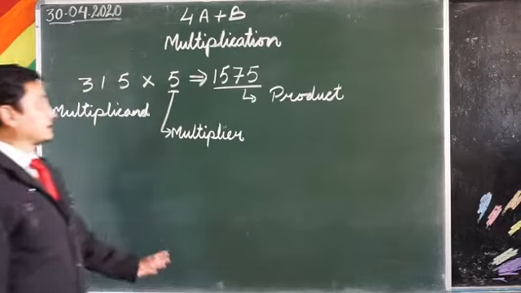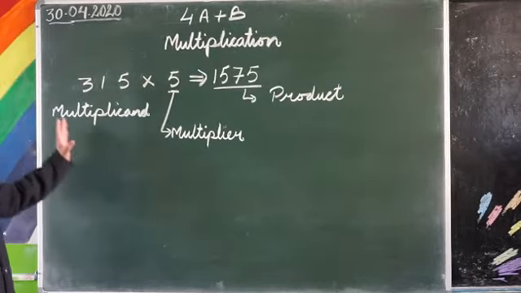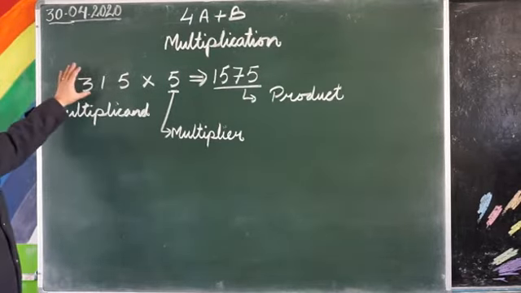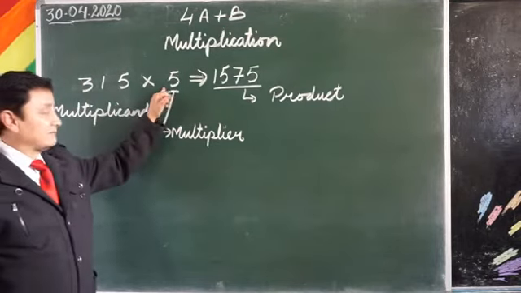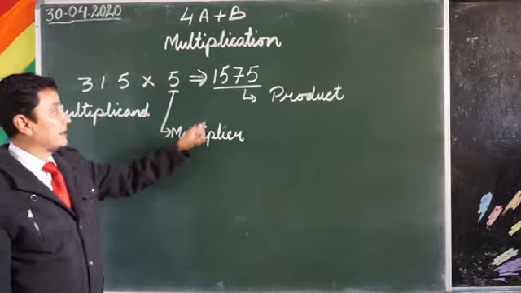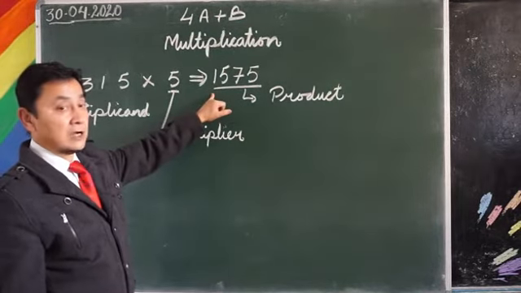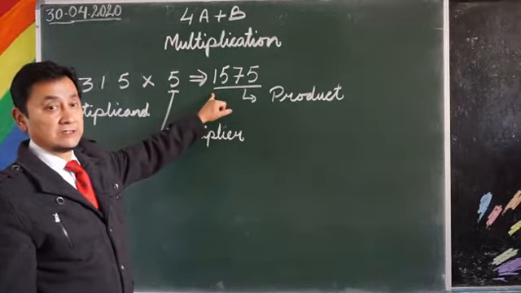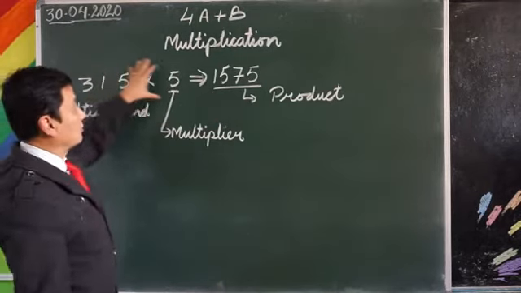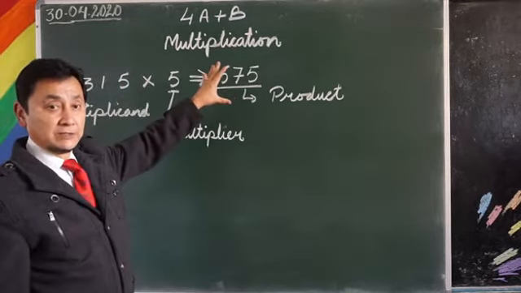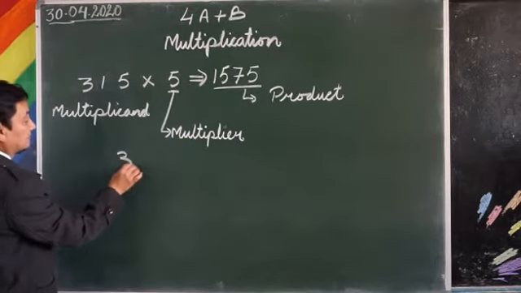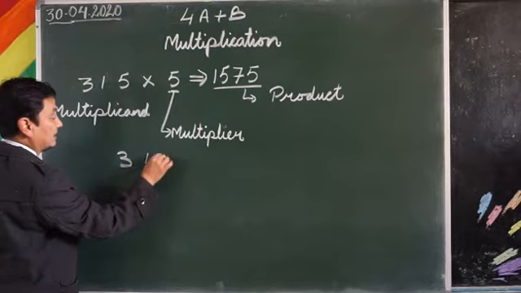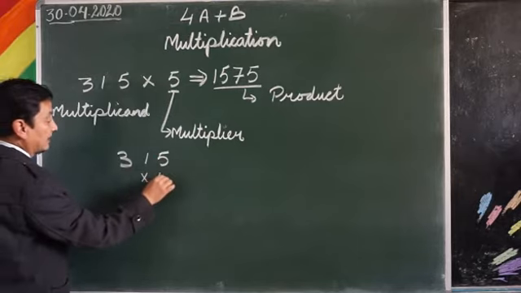Again, there are three parts when we do this multiplication. This one number is known as the multiplicand. This 5 is known as the multiplier, and this is known as the product, whatever answer we get. Now this is done in the horizontal way of multiplication. Now we can arrange this in a different way. 315 into 5.